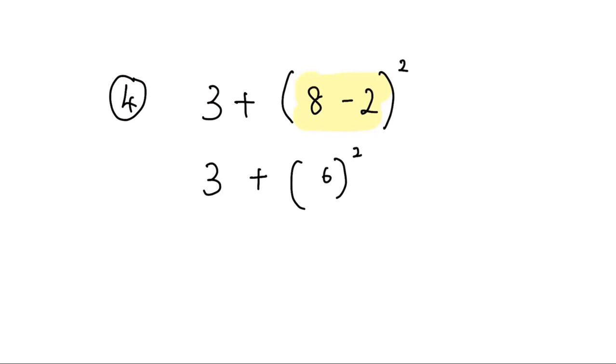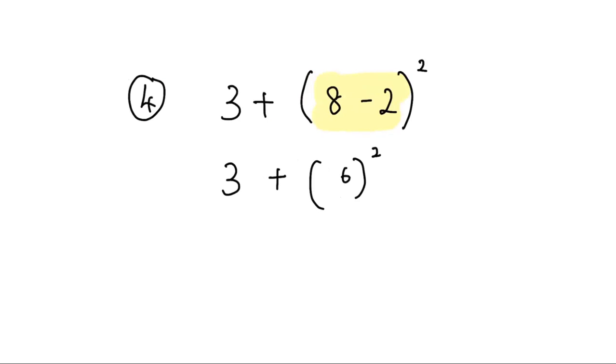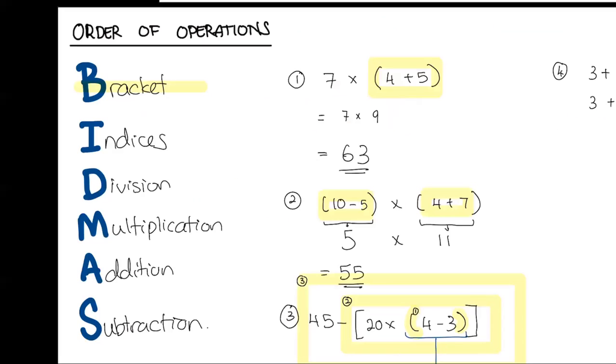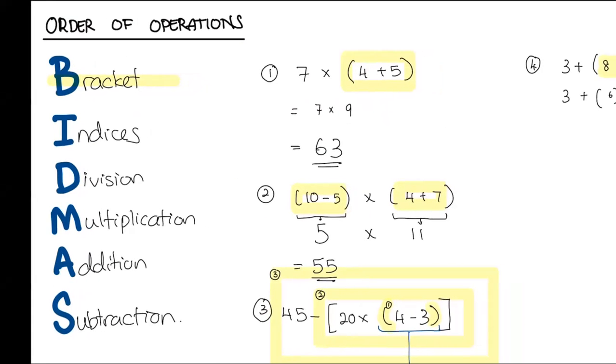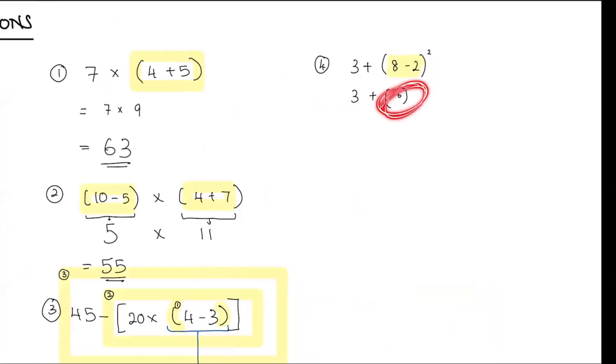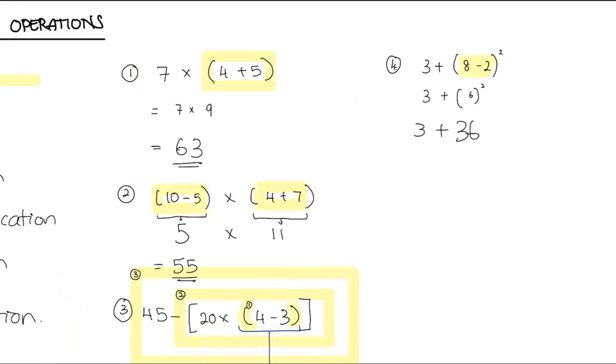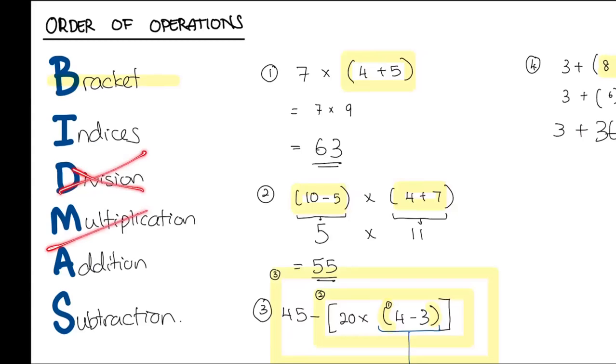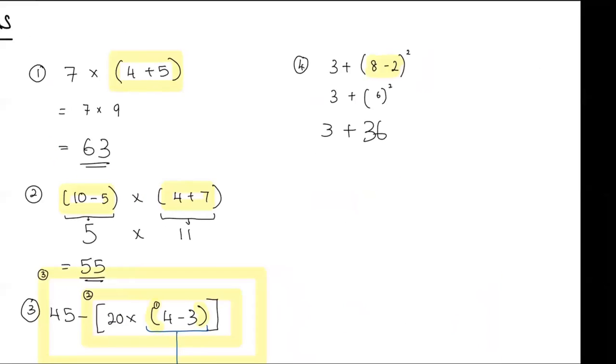Now, we need to follow the next thing. After the bracket, we have an index to solve, which is this, 6 squared. So don't add first, because we are following the BIDMAS rule. Step 1 is done. Now we are at step 2. We need to do the indices first. 6 squared is 36. Then let's look at anything else. Division, no. Multiplication, no. Addition, yes. So we do addition.